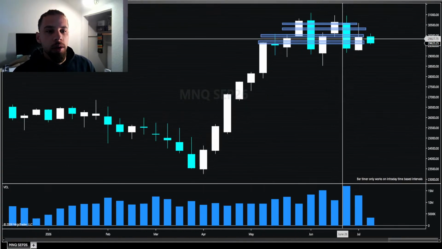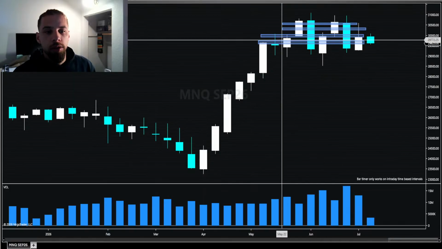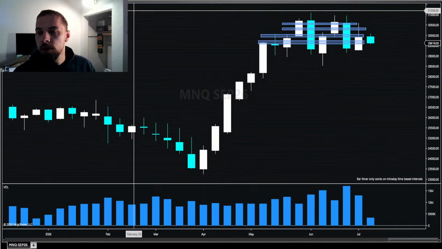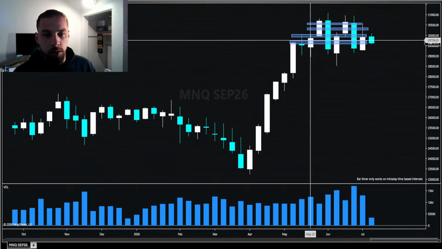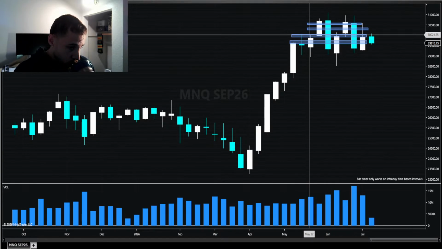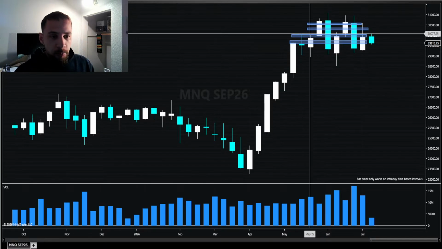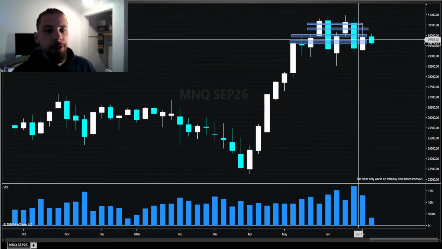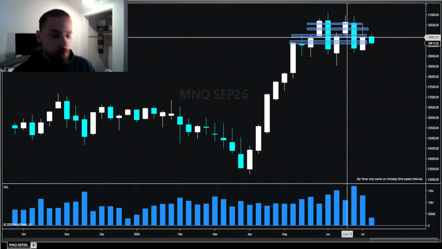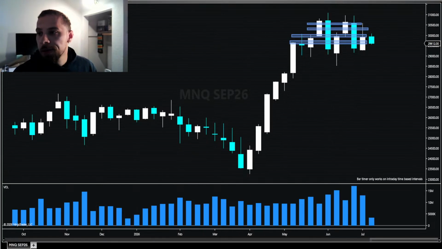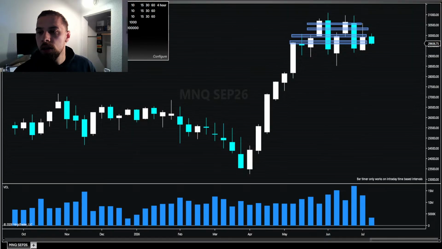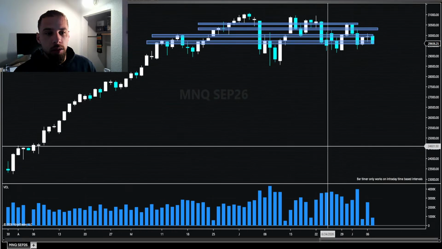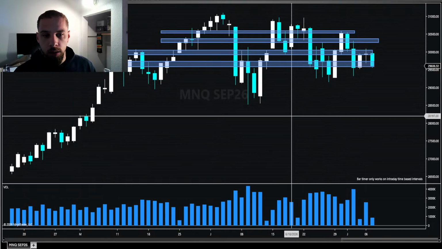All right. So I have a couple areas of support and resistance drawn up here. This is the weekly chart of MNQ, just focusing on MNQ. And price has just kind of been going sideways right now. So let's go to the daily chart and see what the daily looks like.